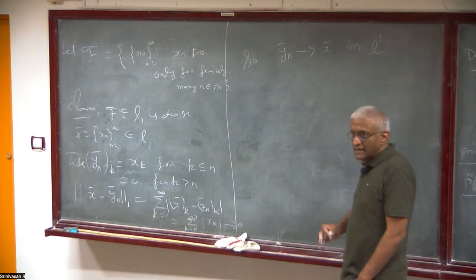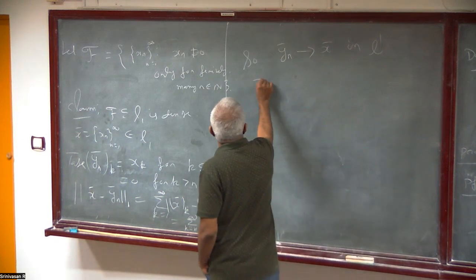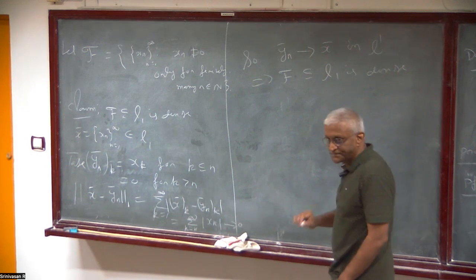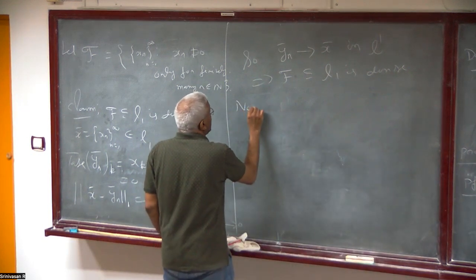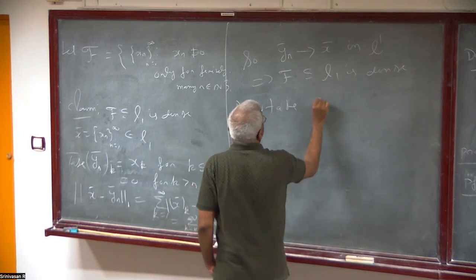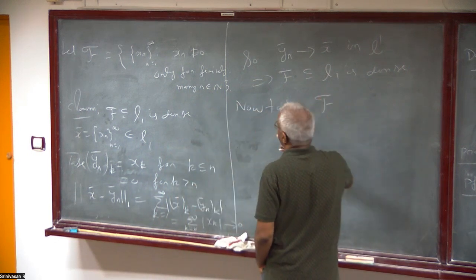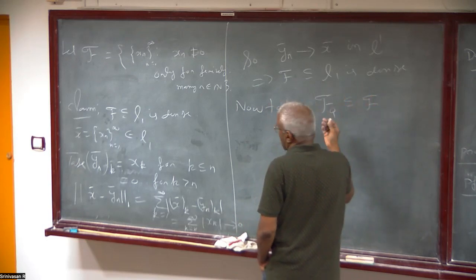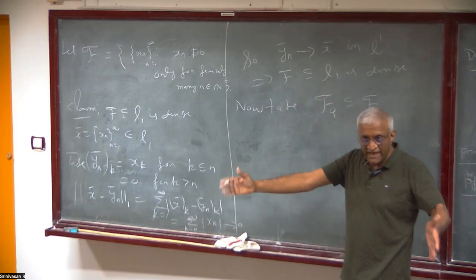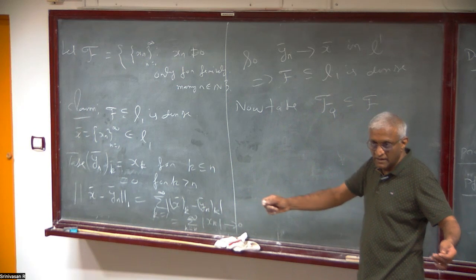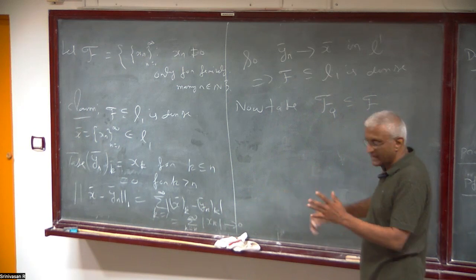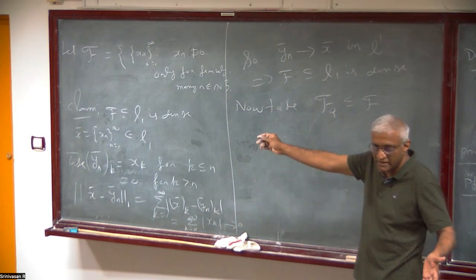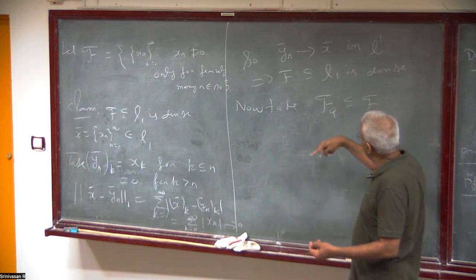So this implies that F contained in L1 is dense. Now take F_Q, contained in F, the sequences with rational entries. This is finitely many n with rational entries, which is countable. A finite product of rationals is countable, whereas an infinite product is not countable. A countable product is countable. Then you take the union of all those things.